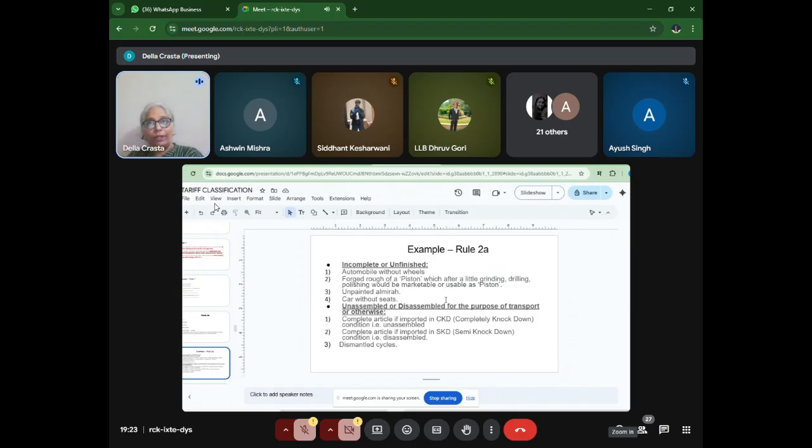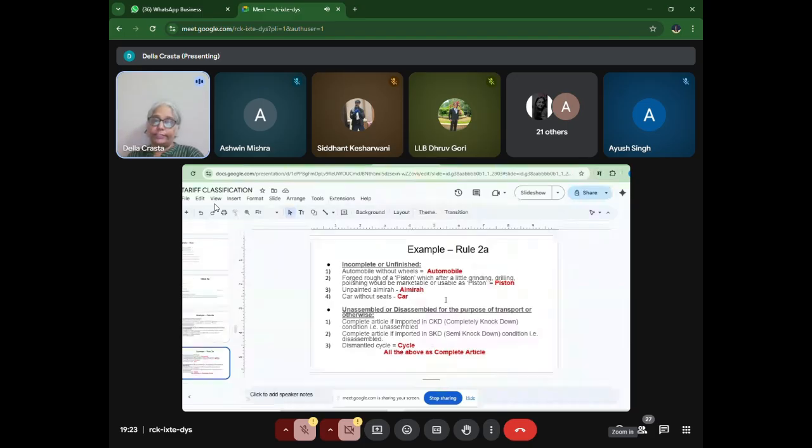The same thing goes with the semi knocked down condition or dismantled bicycles. That is also like a CKD or an SKD condition. So it will have to be classified as a main item itself. This is what Rule 2A states.